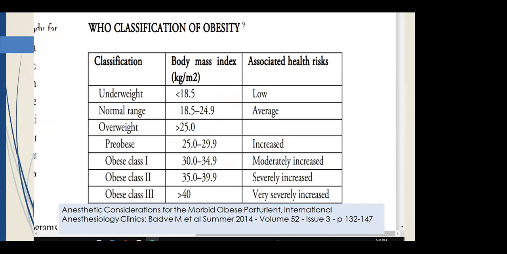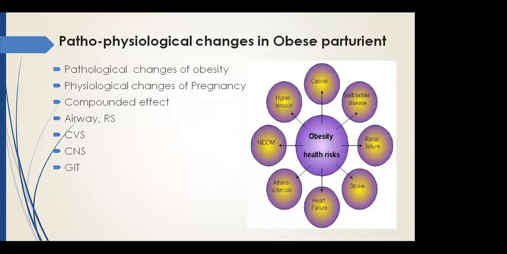WHO has classified obesity mainly for health risk stratification, and anything above 30 BMI is associated with moderate to severely increased risk. Obesity, pathological changes, and the physiological changes of pregnancy have a compounded effect on each and every system of the body, which increases the perioperative risk significantly.